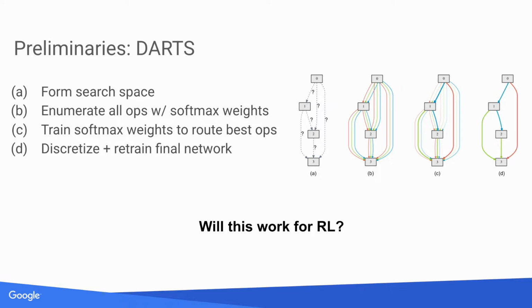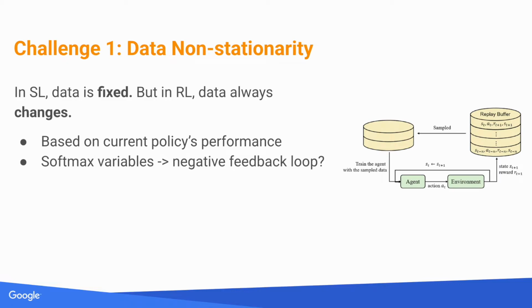When applying this to the RL scenario, however, there are a few challenges and issues to examine. The first main challenge is that as opposed to supervised learning where the dataset is fixed, in reinforcement learning, the data always changes. The data is generated based on the current policy performance, and thus training can sometimes fail when there's a negative feedback loop in which a poor policy generates even poorer data to train from. This can potentially occur in the DARTS scenario, as the supernet might not be able to train, for example if the softmax variables accidentally routed bad operations.